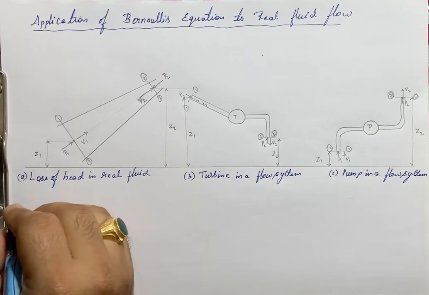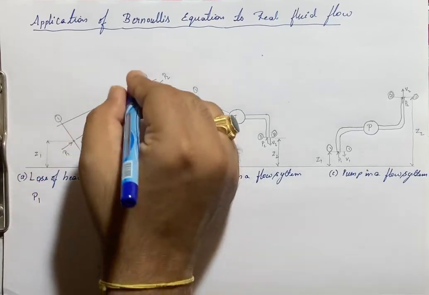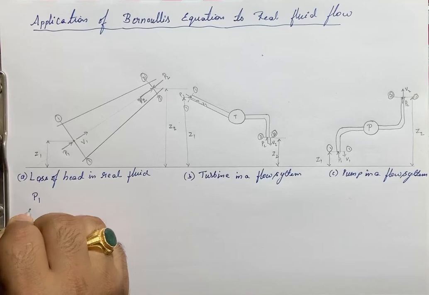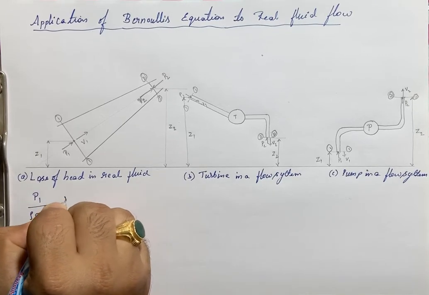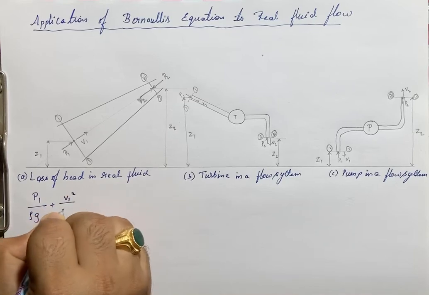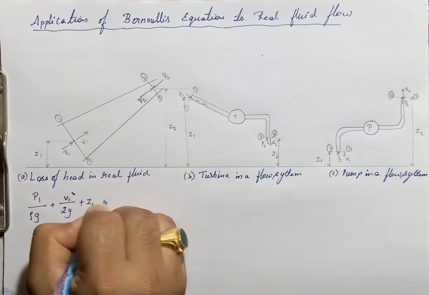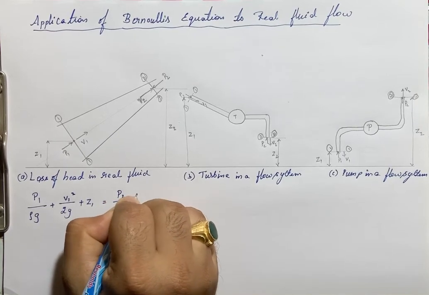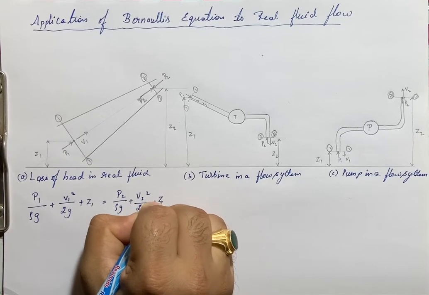Now, writing down Bernoulli's equation for sections 1 and 2, that is a convergent cone here. What I have taken is P1 by rho g plus V1 square by 2g plus Z1 is equal to P2 by rho g plus V2 square by 2g plus Z2.